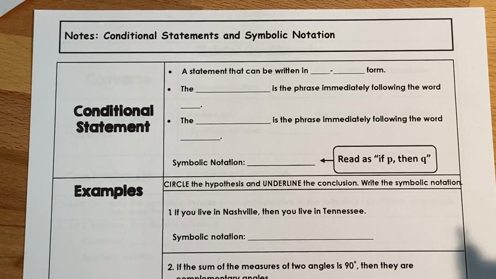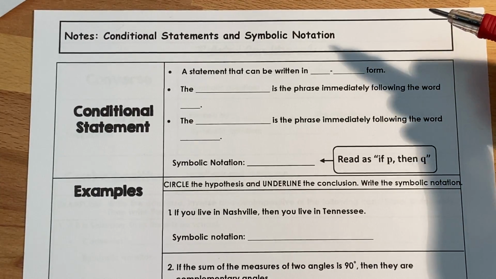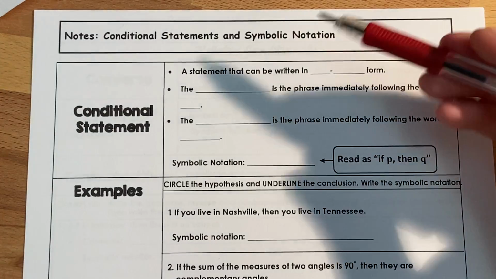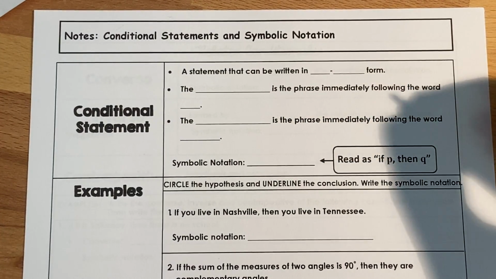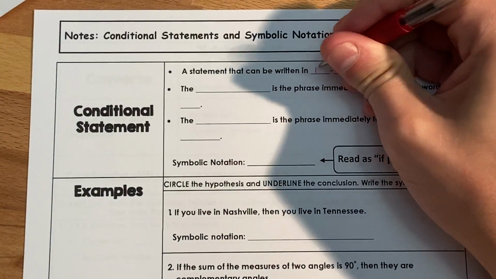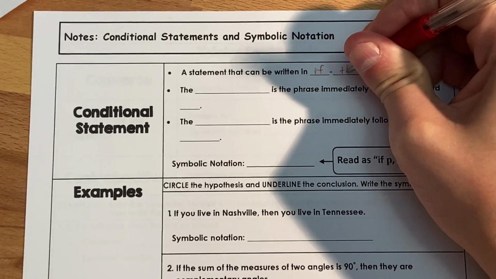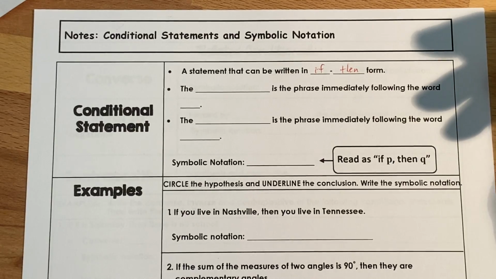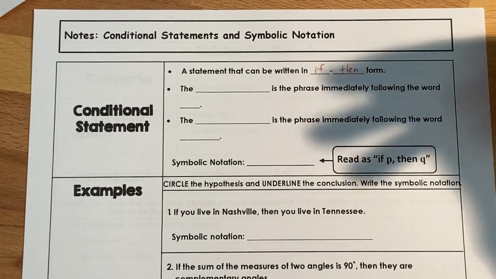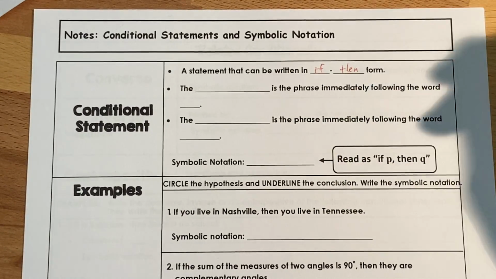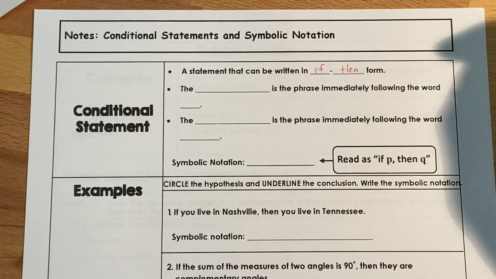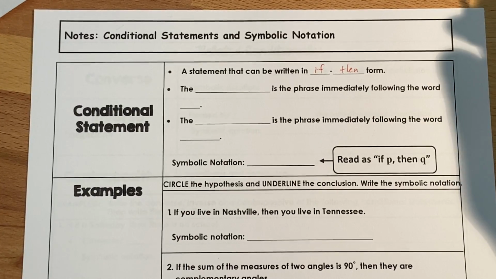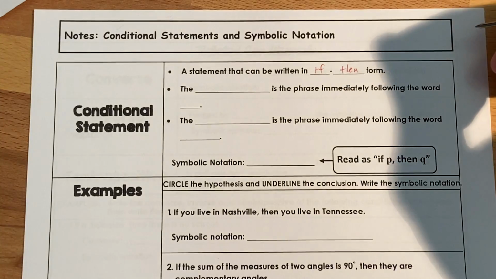You'll see why in a minute, but first of all, we're going to go over some vocab and some symbols. So a conditional statement is a statement that can be written in if-then form. So if something happens, then this will happen. It's very cause and effect. If I turn off a light, then it will get dark. Things like that.